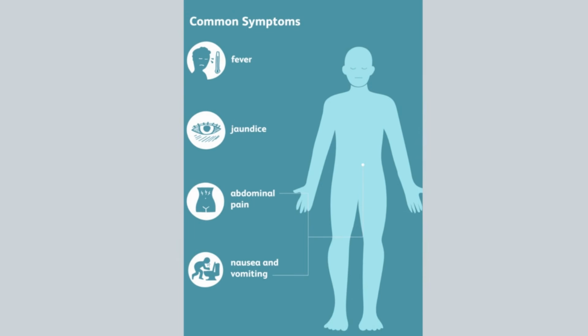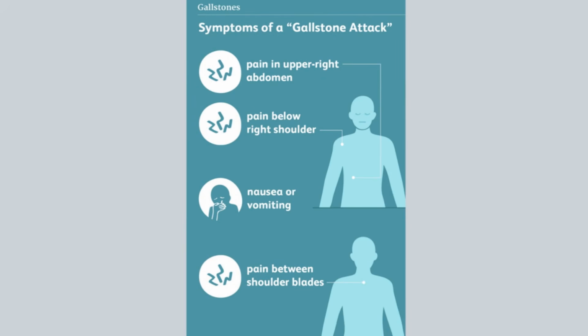Let's look at some of the signs and symptoms of gallstones. First is abdomen pain. You would have severe pain on the right side of your abdomen. You'll have back pain as well, especially between your shoulder blades. You'll have nausea or vomiting. You can have jaundice, or yellowing of the skin and eyes. Sometimes you have fever and chills.